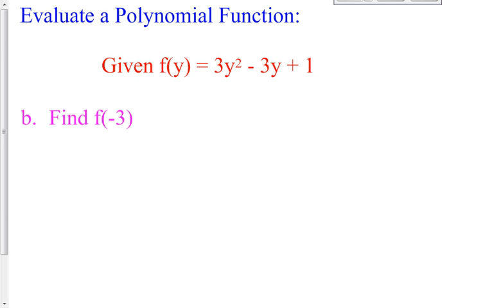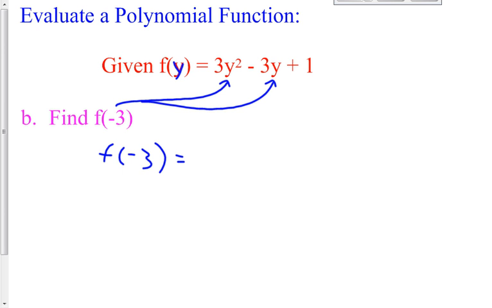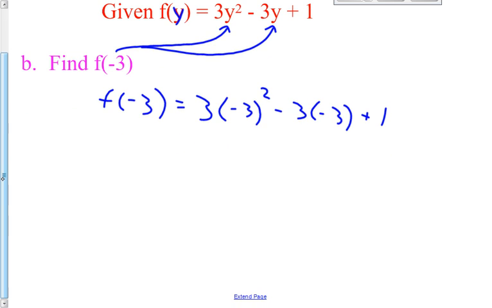Now you've been introduced to that. Let's try another one, being f of negative 3. So f of y equals 3y squared minus 3y plus 1. And now I want to know what happens when I put a negative 3 into every y. So put a negative 3 into there, put a negative 3 into there. So my f of negative 3 equals 3 times negative 3 squared minus 3 times negative 3 plus 1. A negative 3 times a negative 3 is a positive 9, and then plus 1.